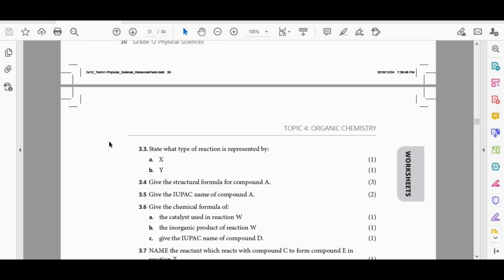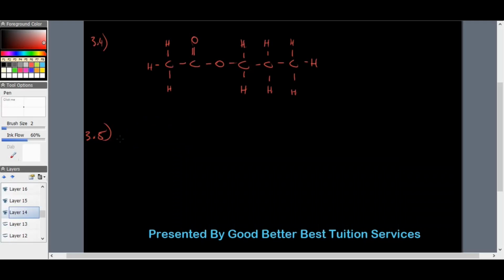3.5: Give the IUPAC name of compound A. So we'll name it from this side here. Propyl, from the alcohol. Then ethanoate. So propyl from the propanol, so the alcohol is named first, and the second part of the IUPAC name is derived from the carboxylic acid.